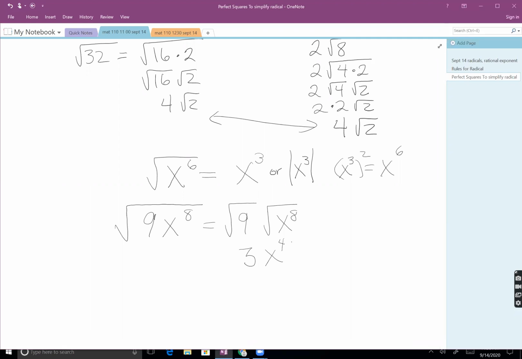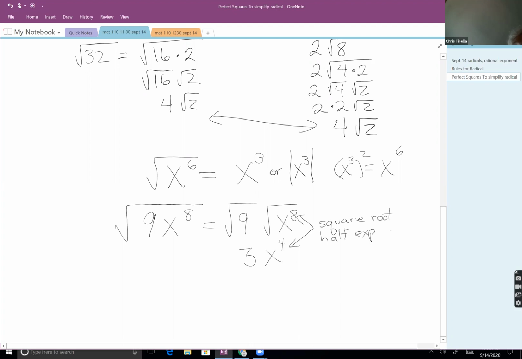Wait, where do you get the x to the 4th? When I take the root, for the square root, you halve the exponent. And it goes back to the idea that if I'm squaring, I double the exponent. Oh, okay. Okay?